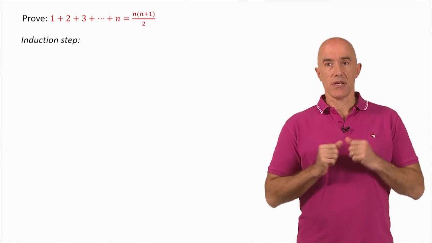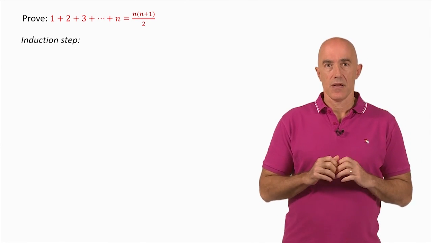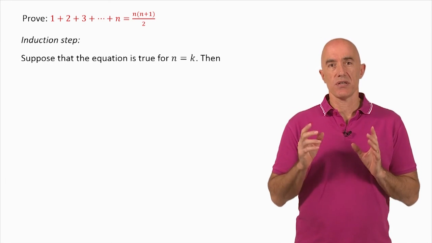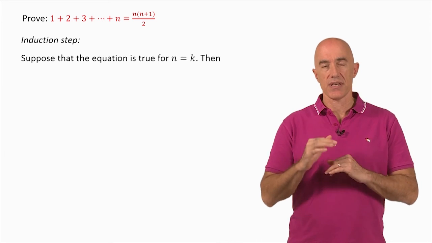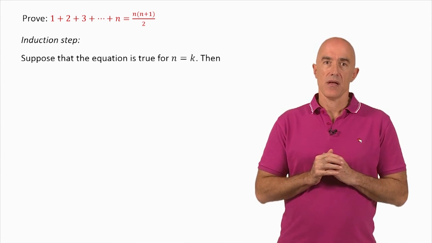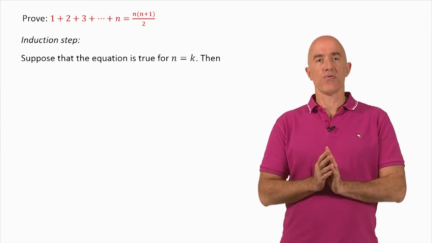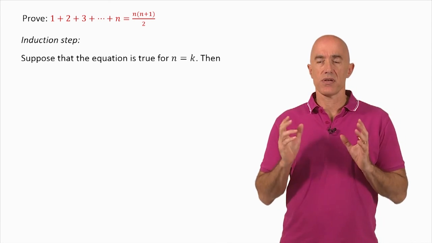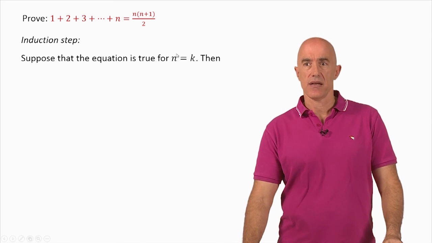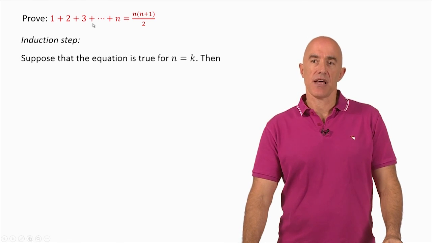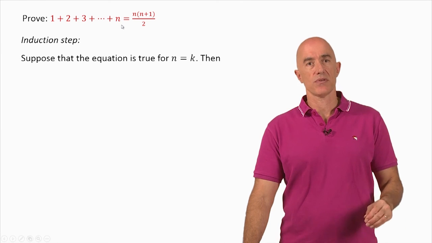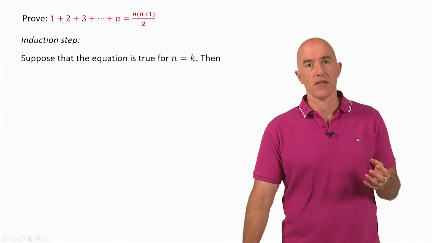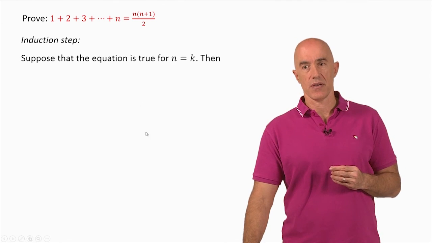Then we go to the induction step. In the induction step, we suppose that the equation is true for n equals k. Then the goal is to prove that it's true for n equals k plus 1. So we assume it's true when n equals k, then we write down the left-hand side when n equals k plus 1 and show that it's equal to the right-hand side when n equals k plus 1.